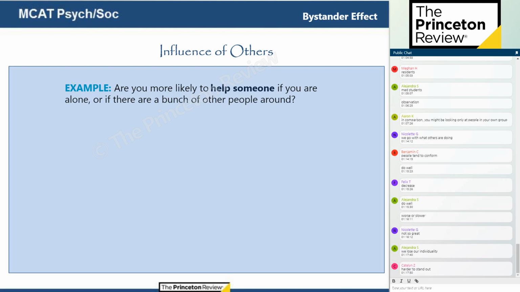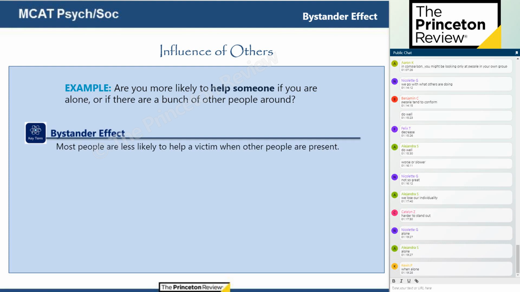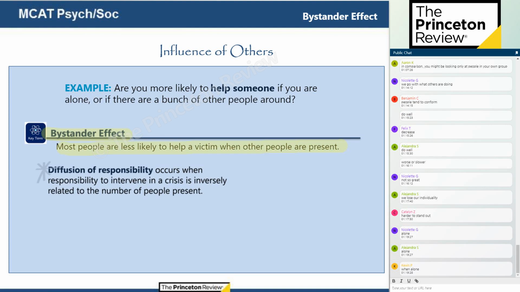All right. Another way other people influence us is what's going on with helping behavior. So are we more likely to help someone if you're alone, or are you more likely to help if there's a bunch of people? What do you think? When you're alone, yep. This is what's known as the bystander effect. We are less likely to help when there are other people around. There's more than 2 other people besides us. We become less likely to help.